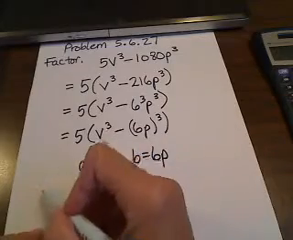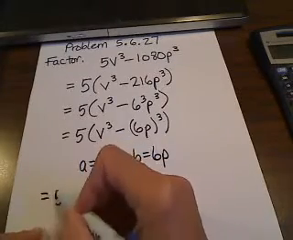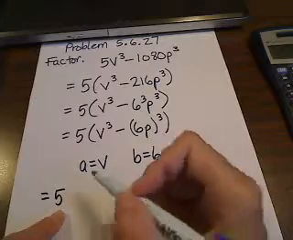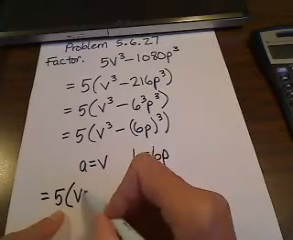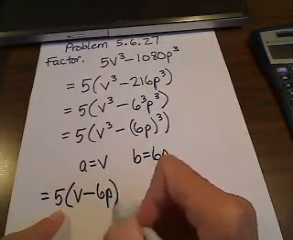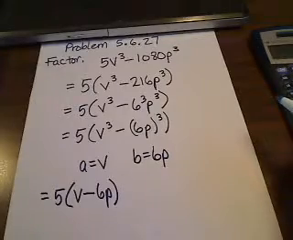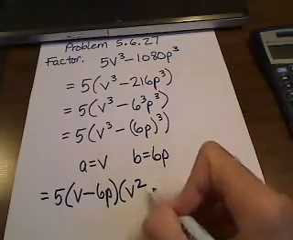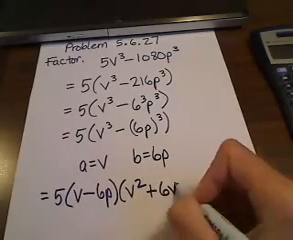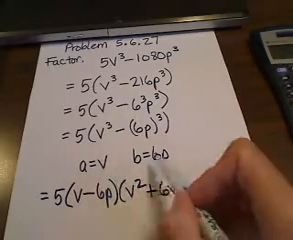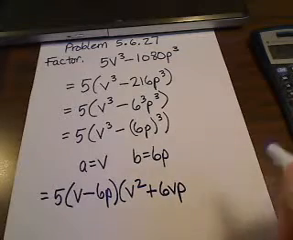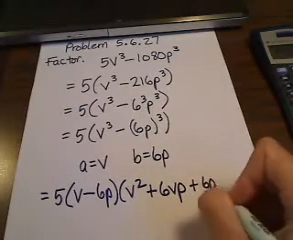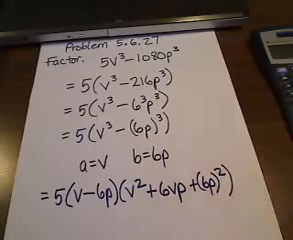Okay, so when we plug that in, we bring our greatest common factor along, and then we're going to have v minus 6p, so that's a minus b, and then we have a squared, so that's v squared. It's going to be plus ab, so 6vp. It's taking this times that, gives me the plus ab. And then I have plus b squared, so that's 6p, the whole thing being squared.